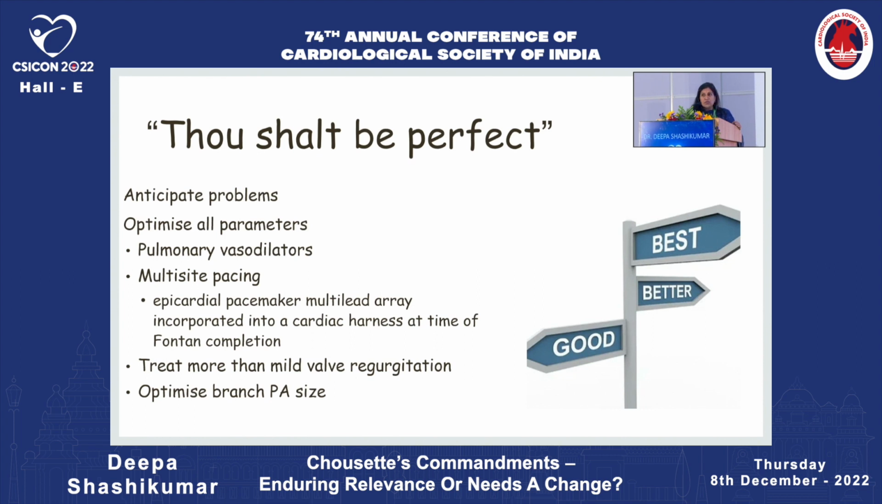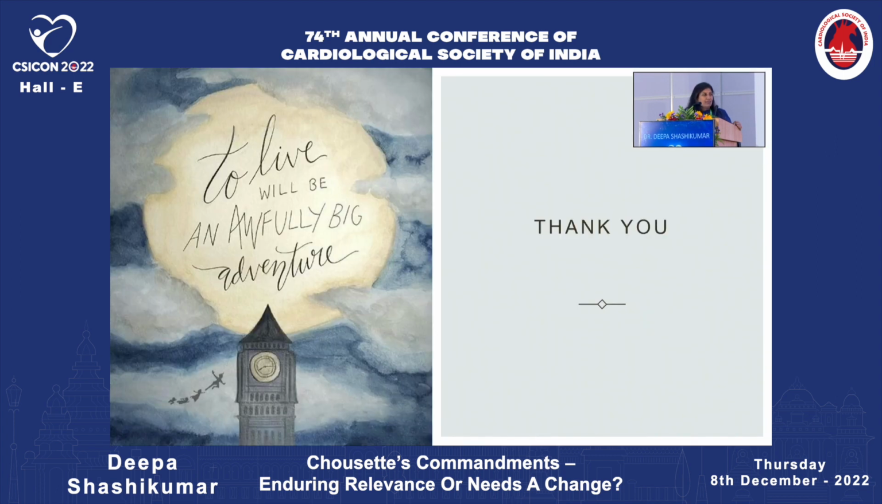So finally, it all boils down to one single commandment: thou shalt be perfect. Try to be as perfect in your patient selection as possible. Anticipate all problems that the patient may come across. Optimize all parameters. Use pulmonary vasodilators early and aggressively. You can try multi-site pacing and treat more than mild AV valve regurgitation. Optimize branch PA size. Thank you.